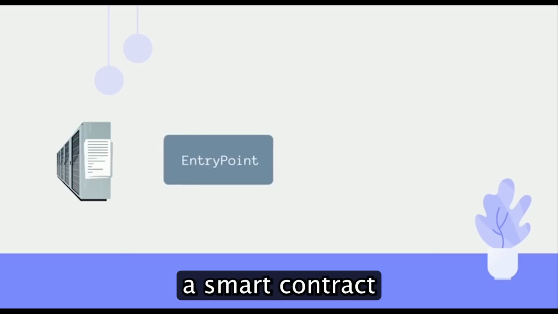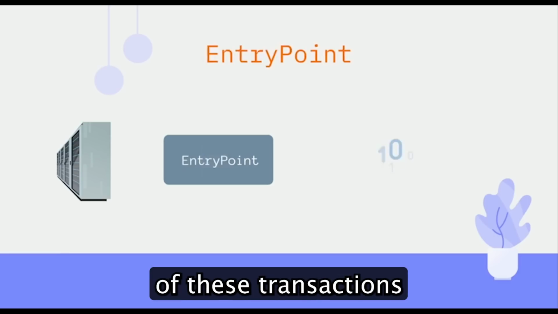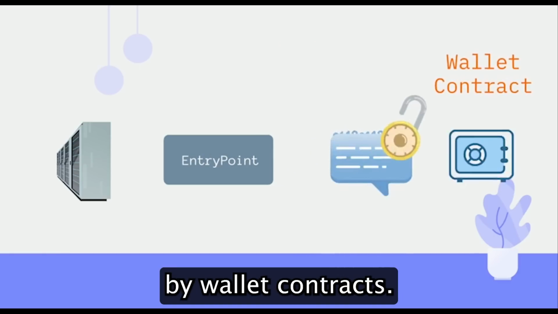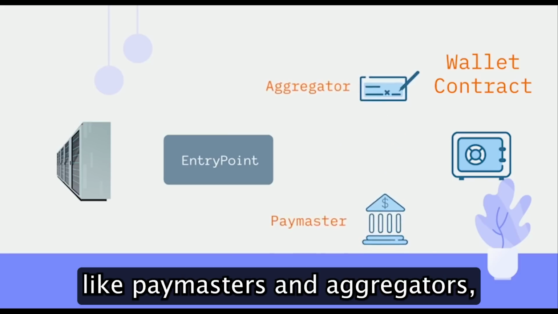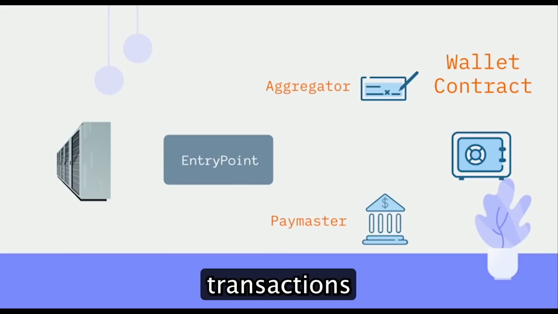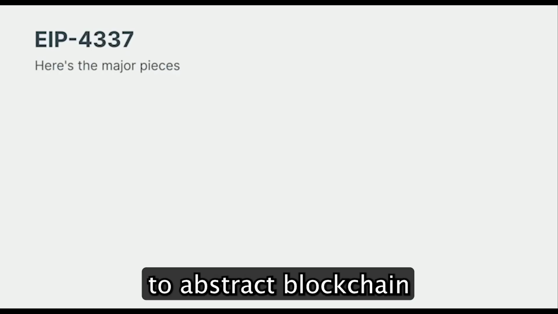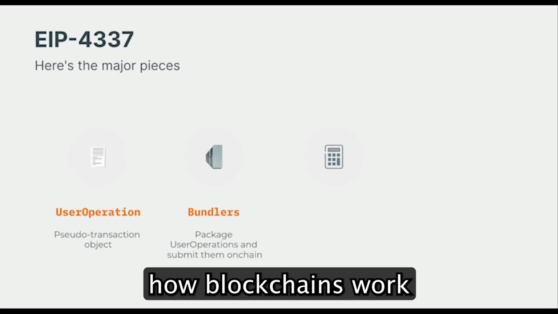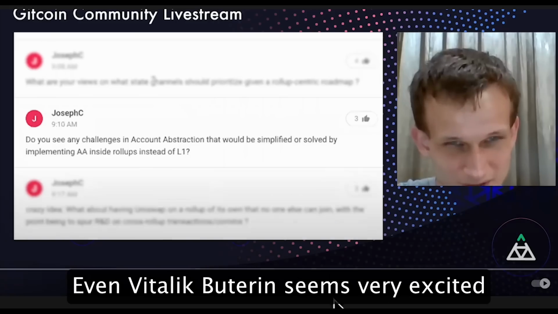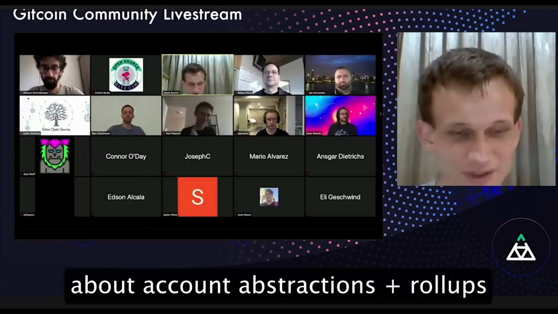On the blockchain, a smart contract called the entry point handles the verification and execution of these transactions by wallet contracts, smart contract accounts owned by a user. Other smart contracts, like paymasters and aggregators, can help sponsor transactions and aggregate signatures for better user experiences. These elements work together to abstract blockchain transactions for end users, so people don't need to learn how blockchains work just to use them. Even Vitalik Buterin seems very excited about account abstractions and rollups inside of account abstractions.